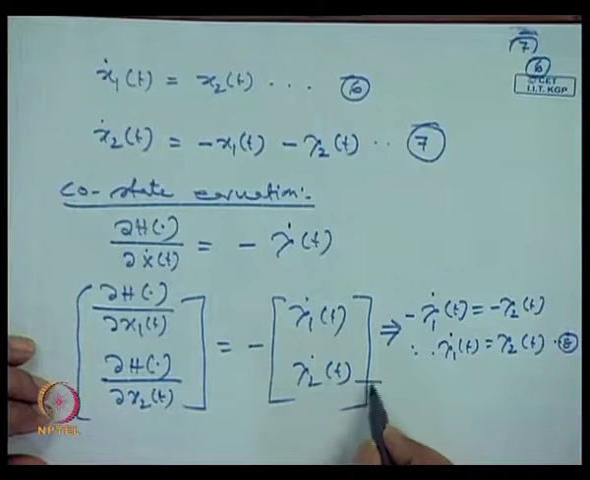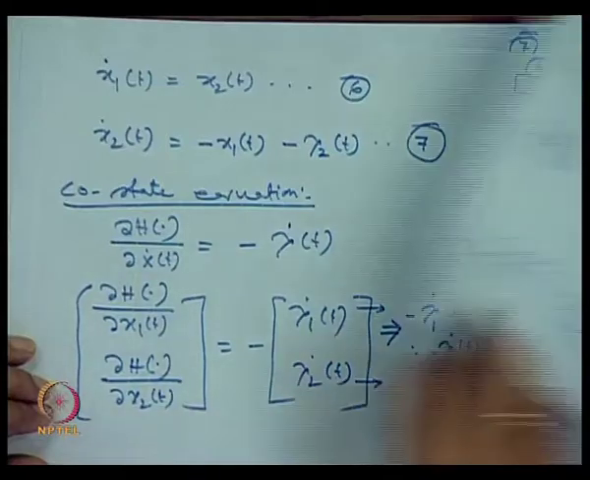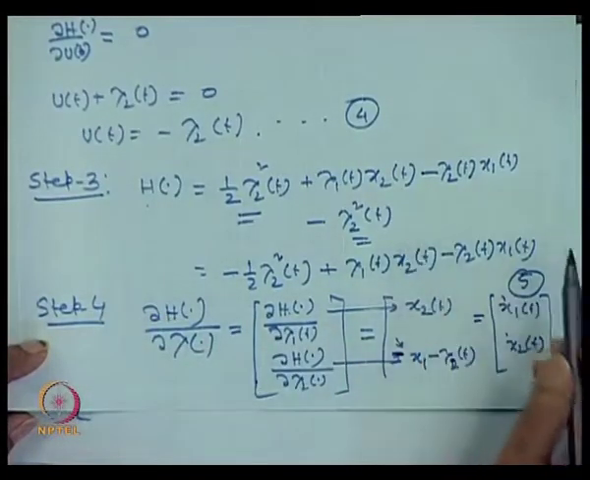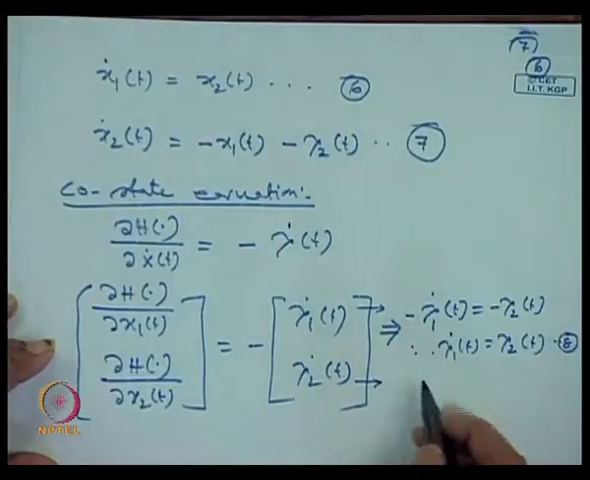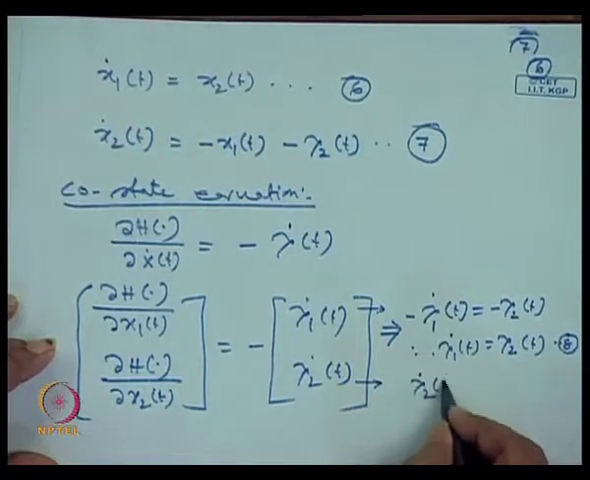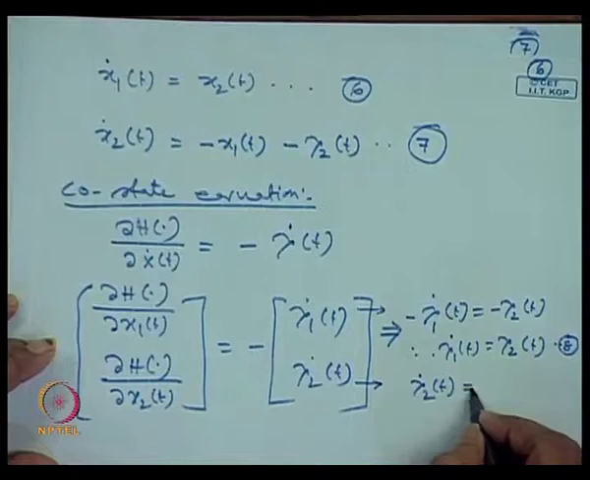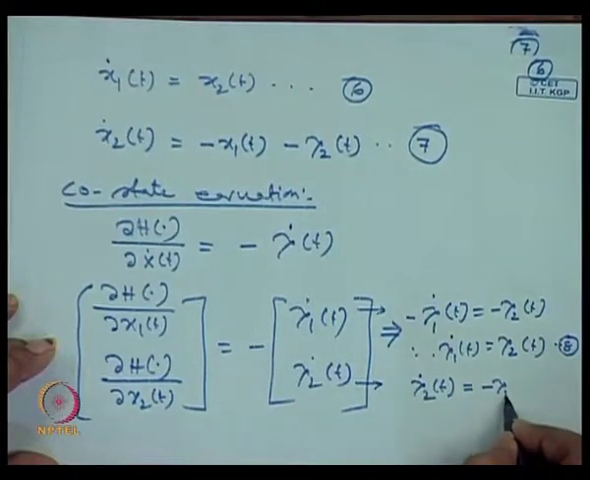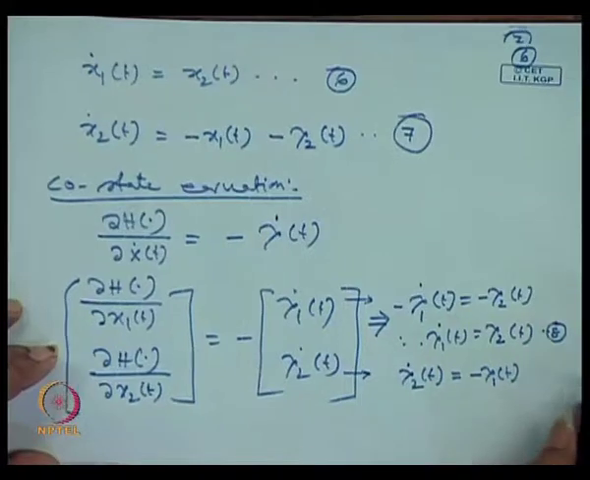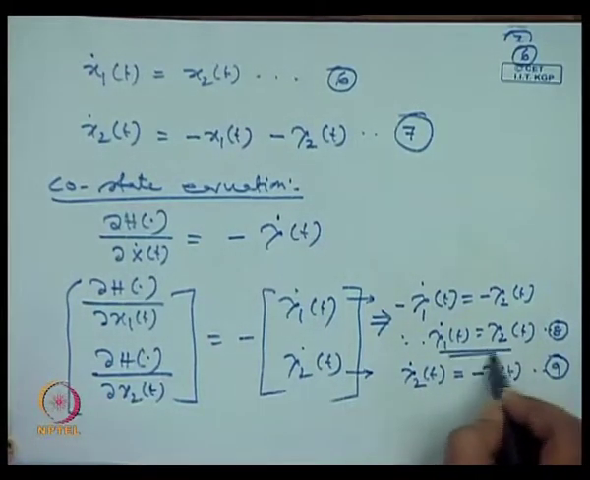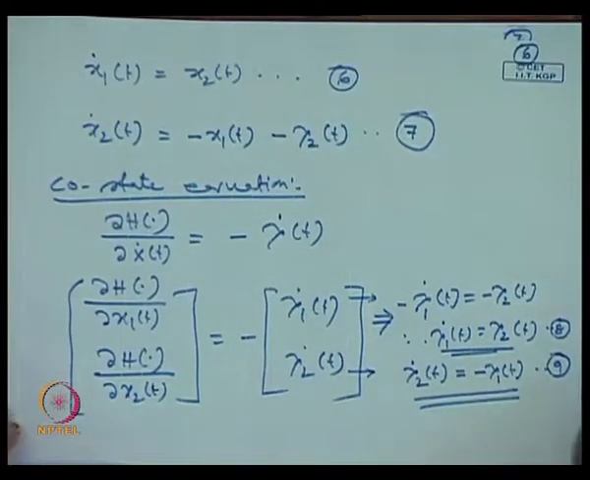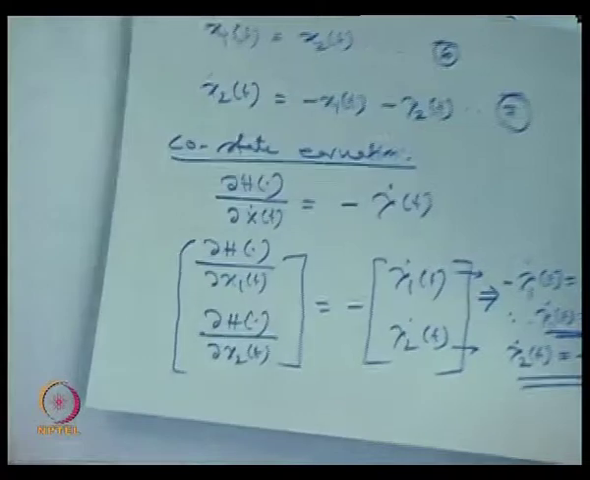Similarly, from this equation, differentiating H with respect to x2, x2 is involved here. So, lambda1 of t, if you differentiate with respect to x2, this is lambda2 dot of t is equal to minus lambda1 of t. Let us call this equation number 9. Just these two co-state equations we have written, so we got the co-state equations.